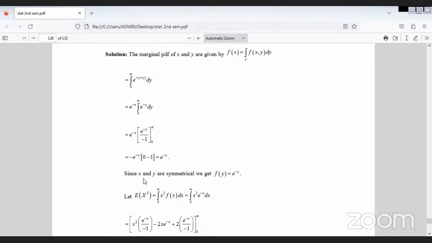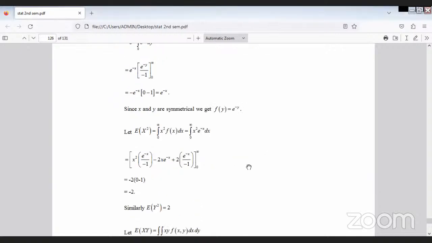So therefore, since x and y are symmetrical, we get f of y is equal to e power minus y. Now let E of x square be equal to the integration from 0 to infinity of x square f of x dx, which is x square into e power minus x from 0 to infinity. So that is e power minus x by minus 1. Then what method do we have to use here? UV method, sir. Yes.